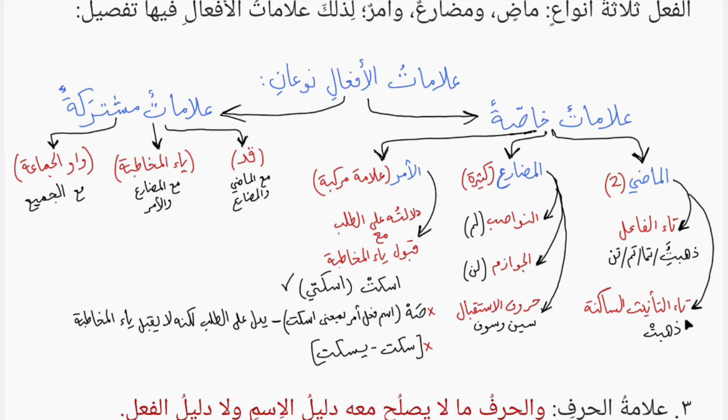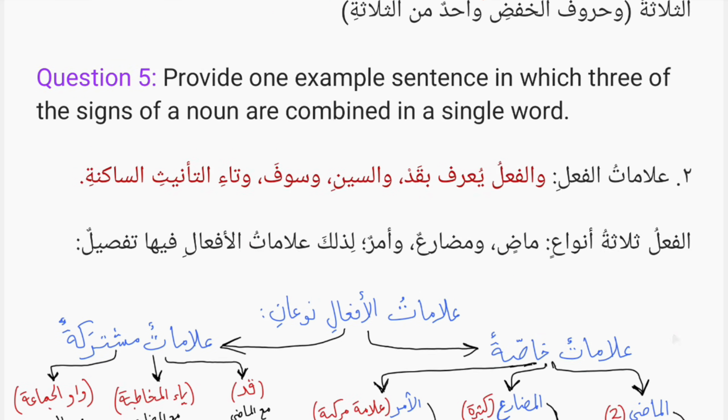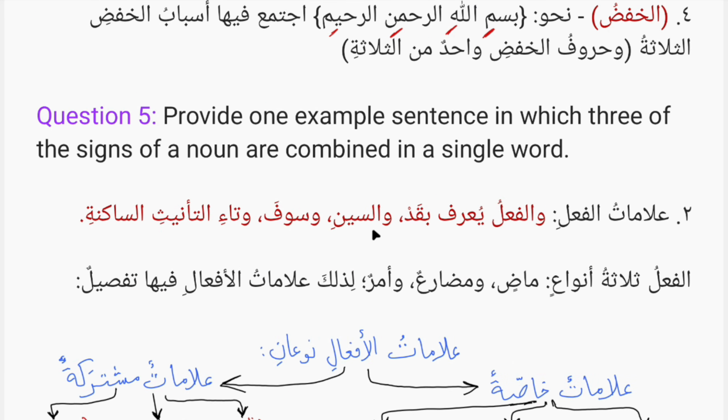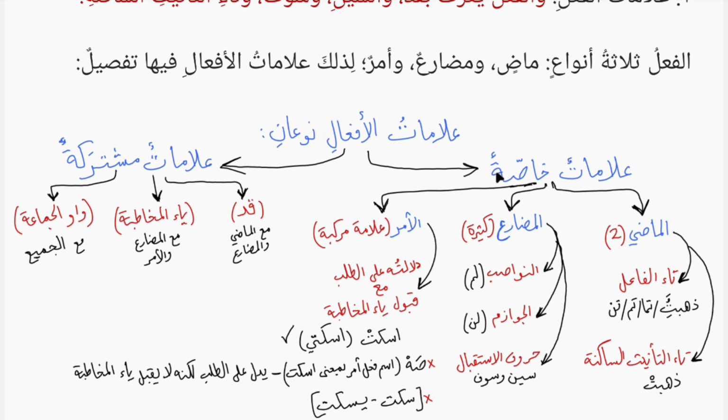The second specific sign, which is the one that the author mentions, is ta' at-ta'nith as-sakina, like ذهبت, she went. قالت, she said. خرجت, she left. That ta'nith as-sakina. So he mentions وَالْفِعْلُ يُعْرَفُ بِقَدْ وَالسِّينُ وَسَوْفَ وَتَاء التَّأْنِيثِ السَّاكِنَةِ. This is the one that he's speaking about. So this is a sign from the alamat khasa, and it's khasa to the madi, ta'u ta'nith as-sakina.